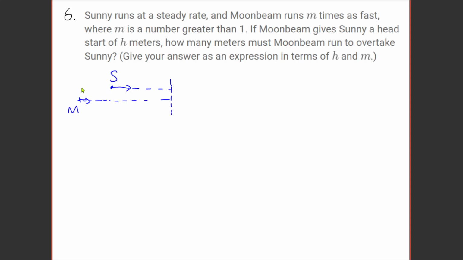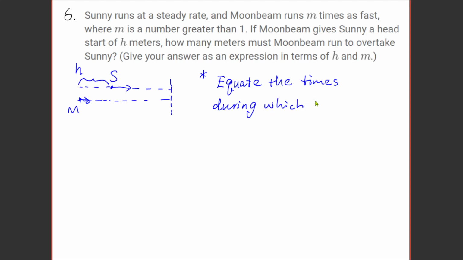And this distance here is h meters. So the key is to equate the times during which they are running, because the time during which they're running is actually the same, right? So we could equate the times during which they are running.